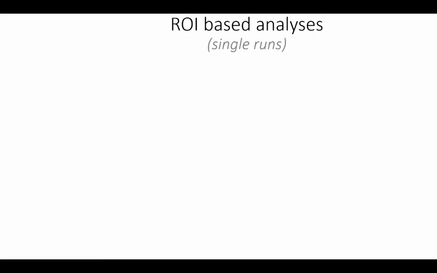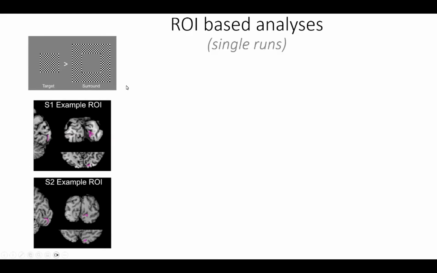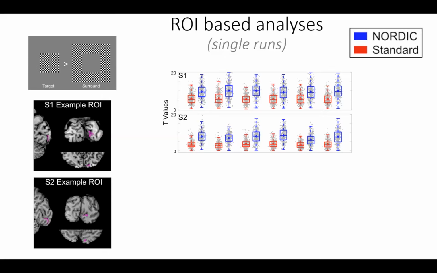So next, we looked at some region of interest-based analyses. For this purpose, as I said, we looked at the retinotopic representation of the target, which was computed again with the contrast target larger than surround, and getting the voxels that are significantly larger than 0 at a given threshold. And here's an example of this region of interest in pink over a T1 image for 2 subjects. And then we went to look at all the single voxels for each single run for our 2 subjects, for Nordic in blue and standard in red, and the single voxels are these gray dots. And we can see that for all runs, we have significantly larger T values for all voxels within the ROI for Nordic compared to standard.